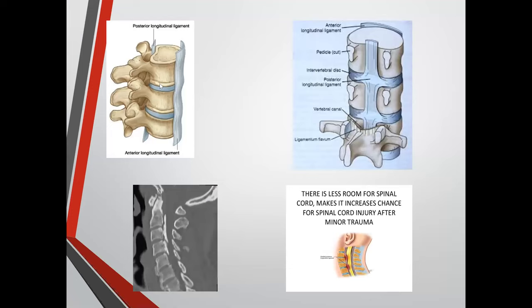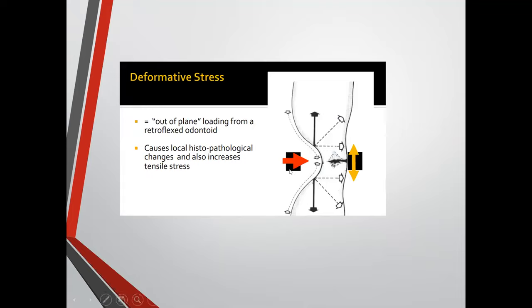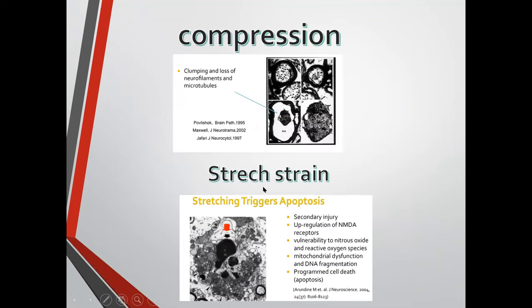So OPLL is nothing else but ossification of the ligament behind the vertebral body. And there is excessive ossification, for what reason unknown, maybe some genetic defect in chromosome 6. And there are two problems. One is the compression, and the second one is the dynamic strain. It is not just static compression, but compression along with the instability, which gives rise to this neurological syndrome and the various symptoms of OPLL.